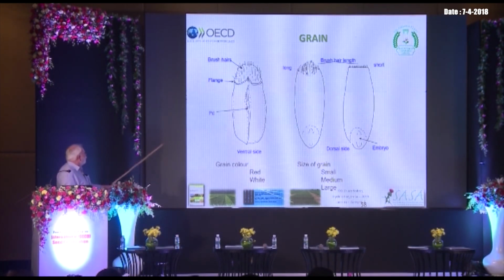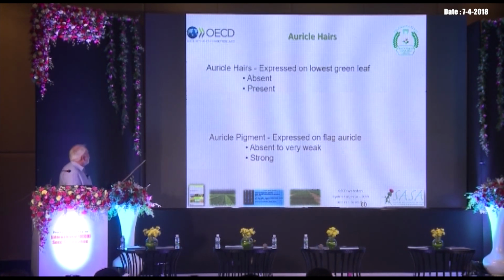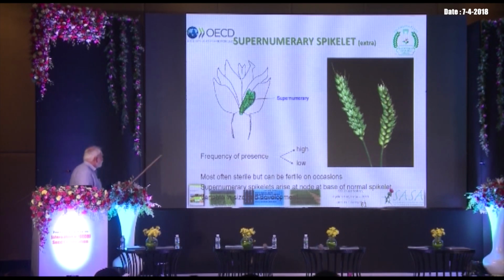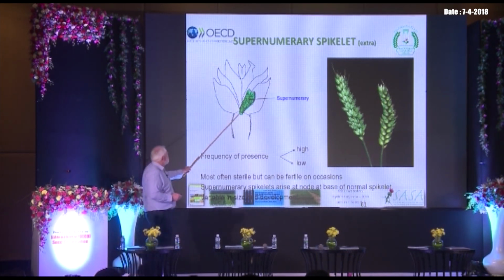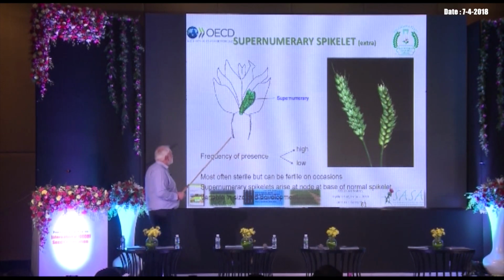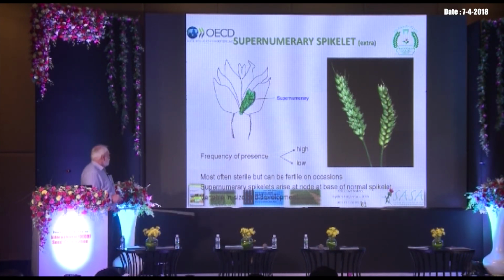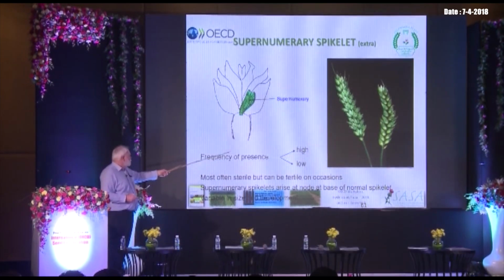There's a range of grain characters, stem characters, ligules and that type of thing, a bit similar to the rice that we were talking about. And then you get other effects like supernumerary spikelets. This is an extra spikelet that gets tucked in and makes the ears look untidy. And there is a character of frequency of presence.